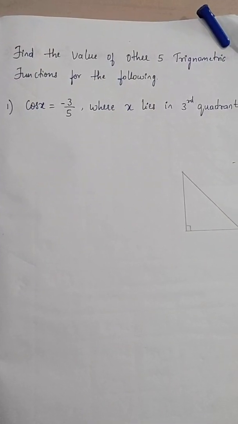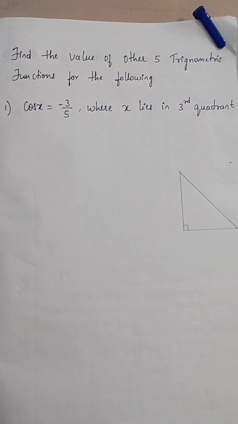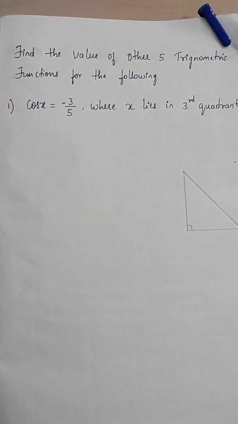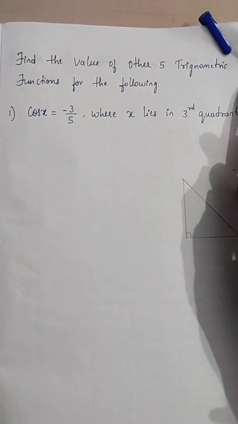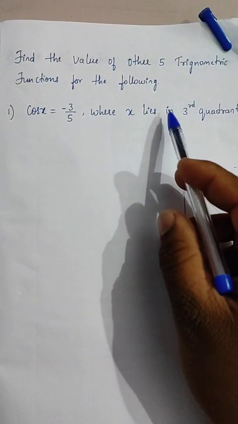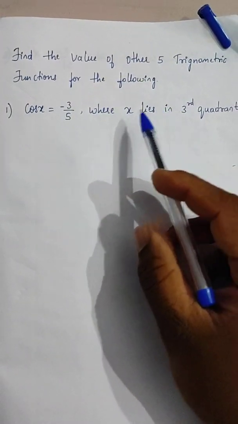Students, now we will solve this problem. Find the value of the other 5 trigonometric functions for the following. Is it clear? So one trigonometric function is given.